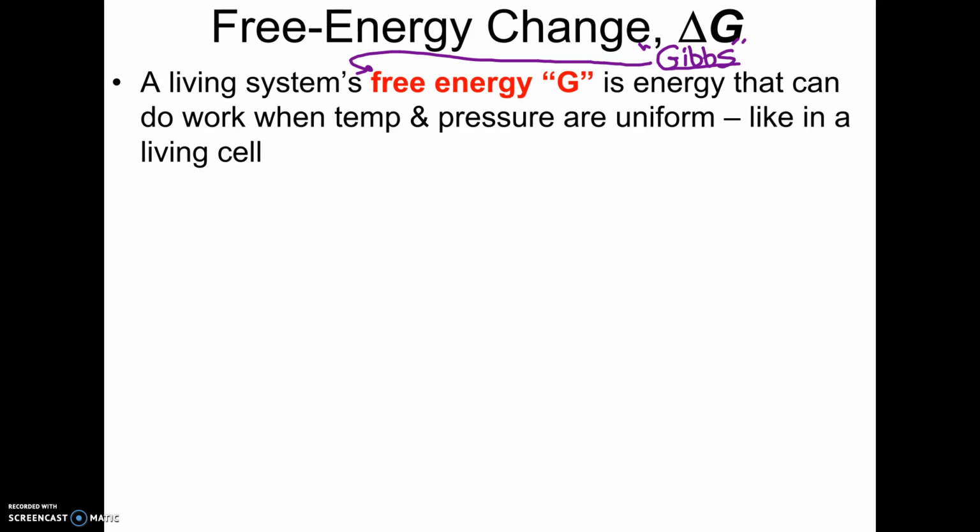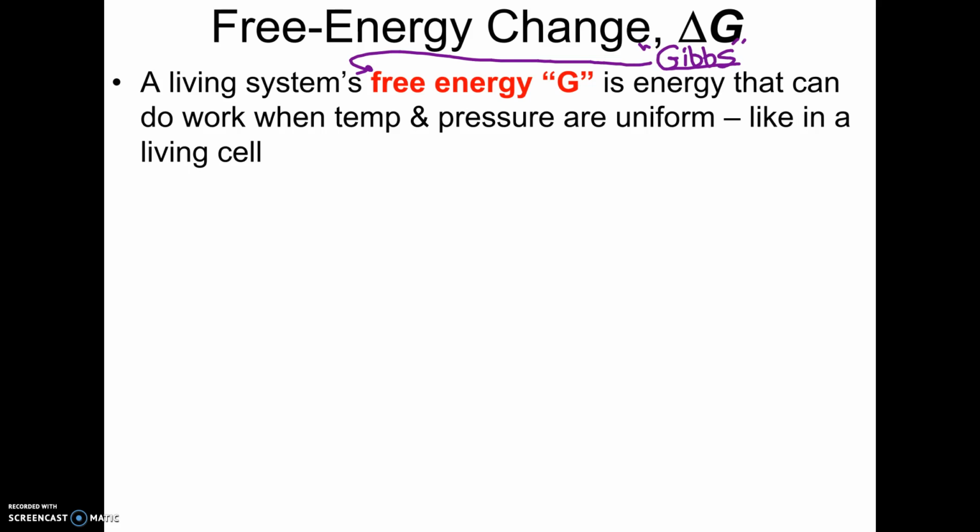It's basically a measure of the energy that's available in a cell to do work. So a living system's free energy, or a cell's free energy, is the energy in that cell that's available to do work. It's not necessarily all the energy stored up in the cell, because some of the energy is tied up in places where it's not available.